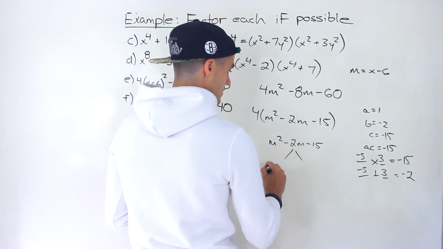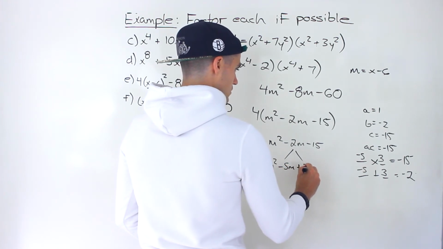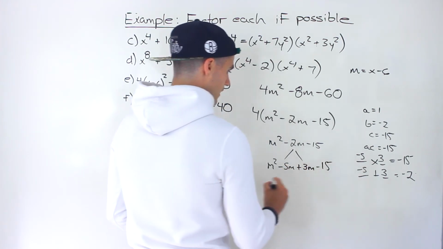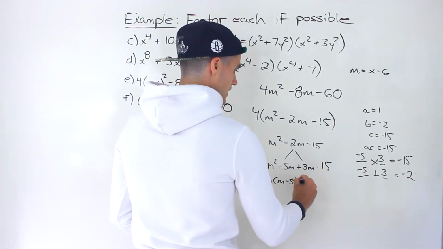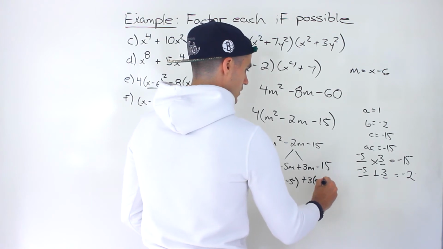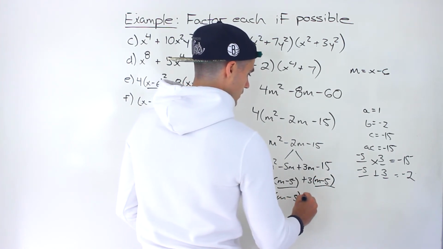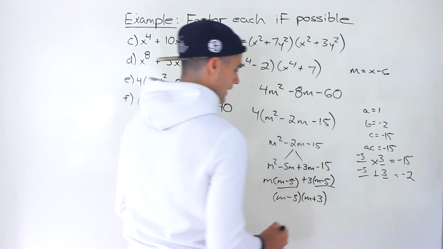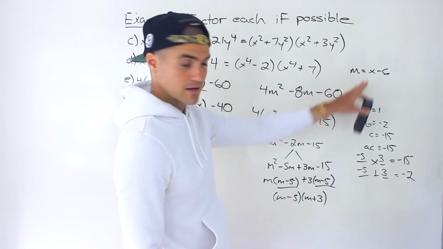So then this decomposes like that. From these two, we could take out an m. From these two, we could take out a 3. And then we could take out an m minus 5, like that. And then we can't leave it like this. We have to bring back this x minus 6 for m.